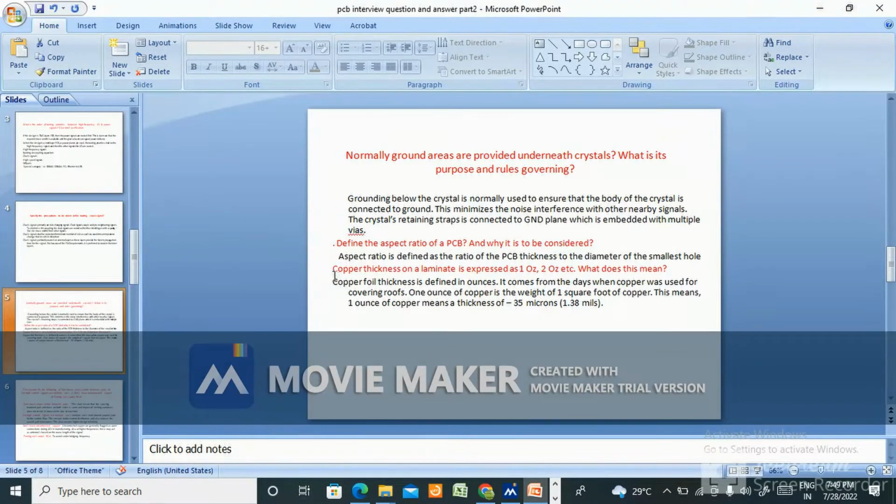And the next question is, copper thickness on a laminate is expressed as 1 ounce, 2 ounce, etc. What does it mean? See, copper foil thickness is defined in ounces. It comes from the days when copper was used for covering roofs. 1 ounce of copper is the weight of 1 square foot of copper. This means 1 ounce of copper is a thickness of 35 microns, that means 1.38 mils. So these are the basic questions and answers you need to know.